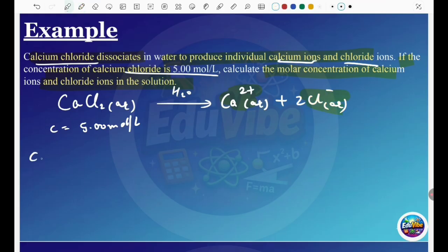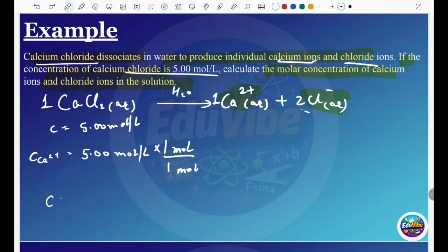For the concentration of Ca2+, which is calcium ions, the given concentration is 5.00 moles per liter. You have to know this equation is balanced. We want the coefficient required upon coefficient given. Coefficient required, we did the Ca first, so it's 1 mole, multiplied by 1 mole divided by 1 mole, which is the coefficient given. When you solve this, you get the same thing, 5.00 moles per liter.